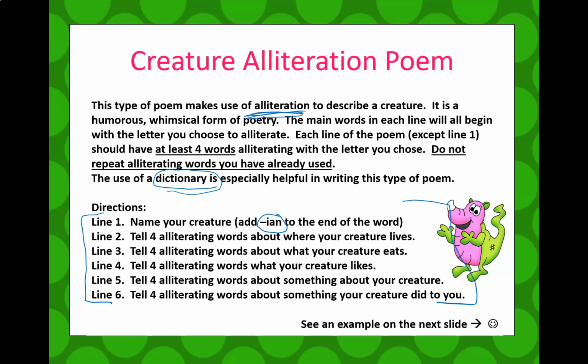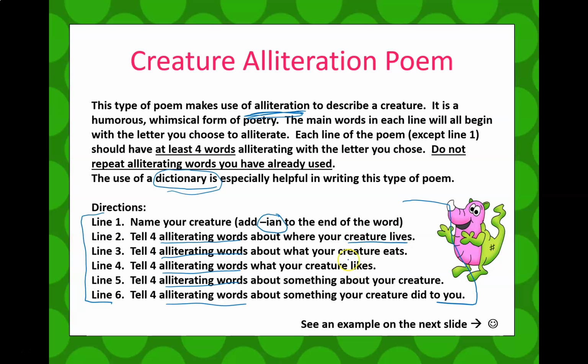But you can also, I just made something up, okay? Line 2 is where, and I want you to notice that lines 2 through 6 are basically asking you to find alliterating words. So if your little creature starts with a W, that means all of these other words, you're going to have as many W's as you possibly can, okay?